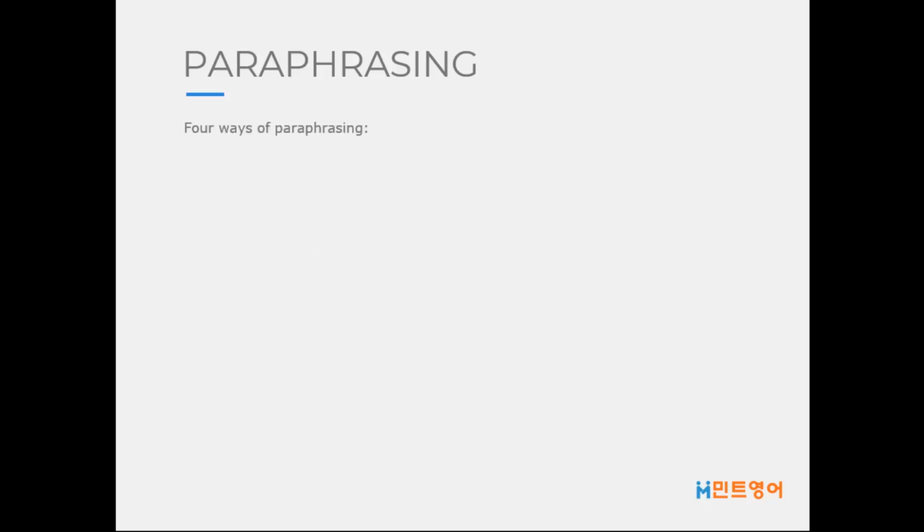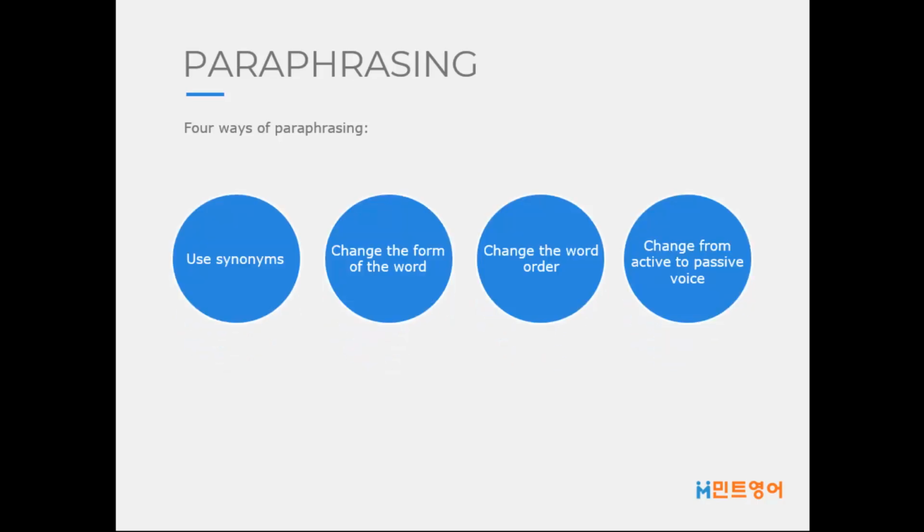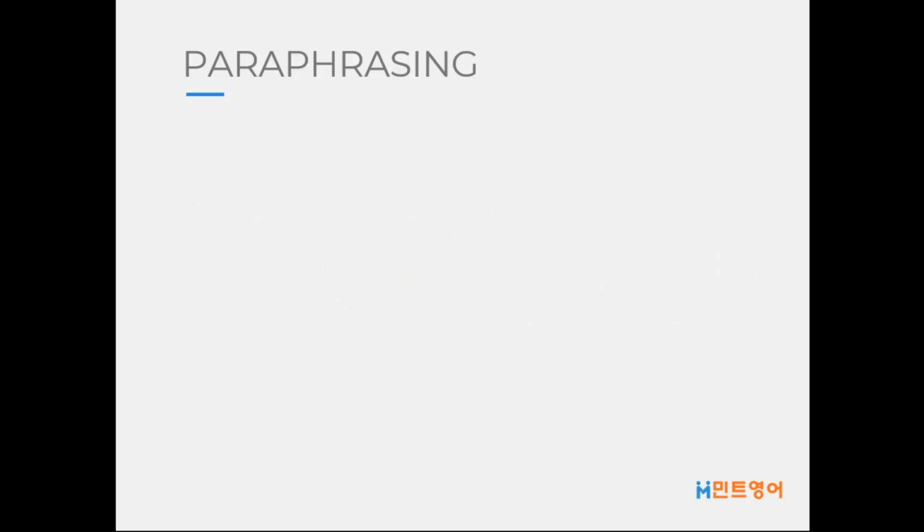There are 4 ways of paraphrasing statements. Use synonyms, change the form of the word, change the word order, or change from active to passive voice. Let's examine how these methods are implemented. Using synonyms simply replaces the original words in order to express the same thought in a new sentence.